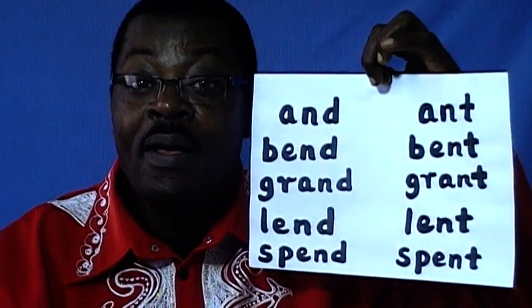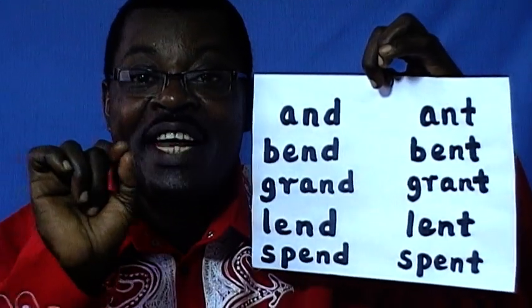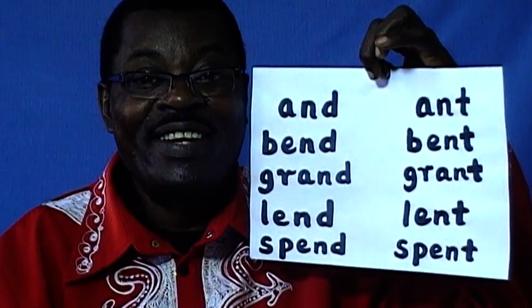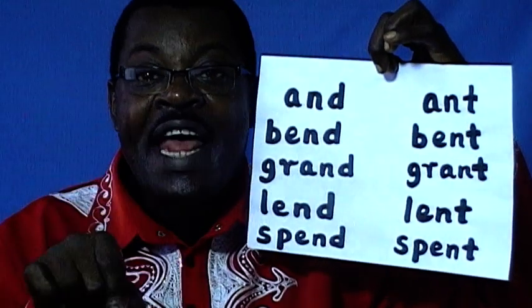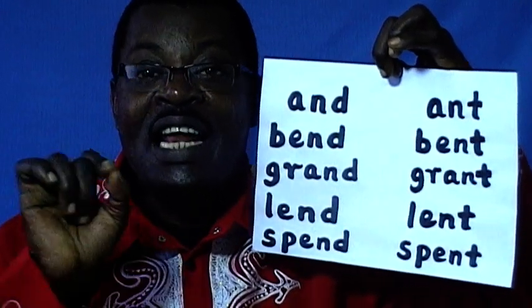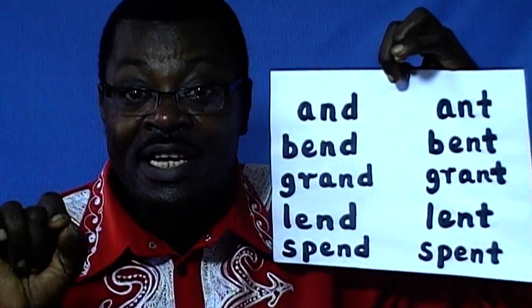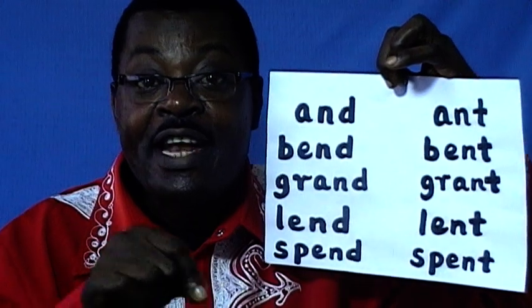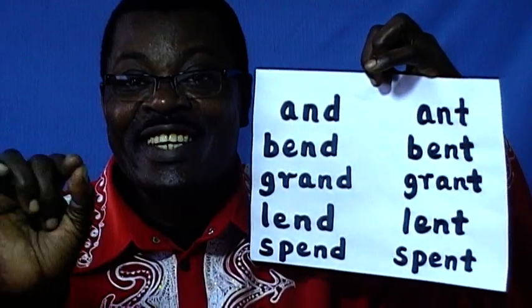Clear? Then we have the next one, you say bend, and then bent. Clear? Then we have another one, grand, and grant. Then lend, to lend somebody money. He lent. So we have lend and lent. Tricky, but manageable. Lastly, we have spend, to spend money. But he or she spent all the money. Spent, spend. Lend, lent. Grant, grand. Bend, bent. Clear? You should take time to practice all that.